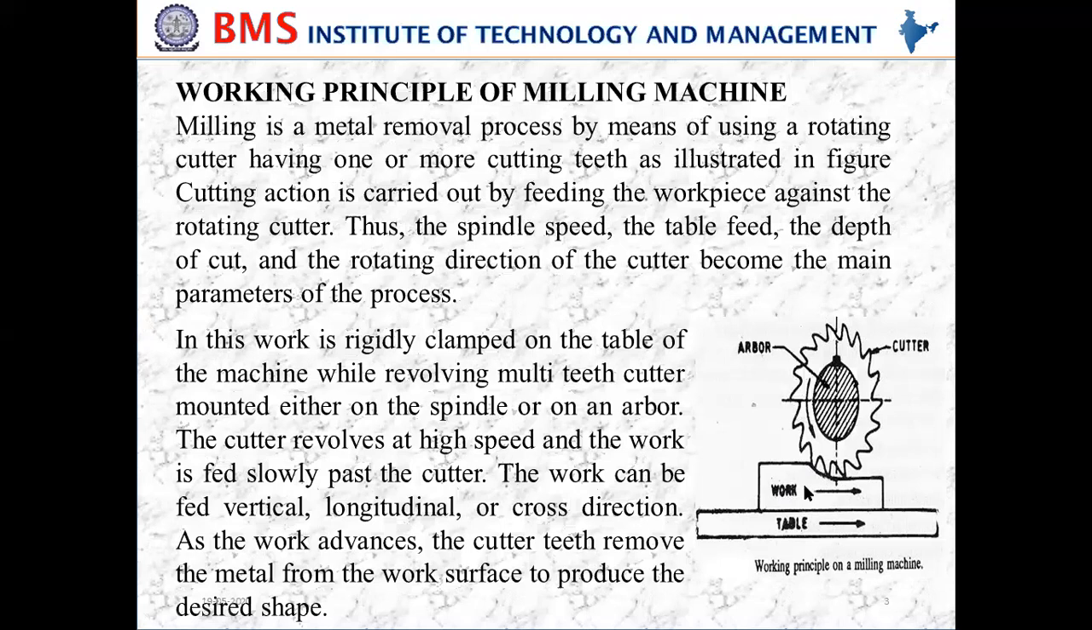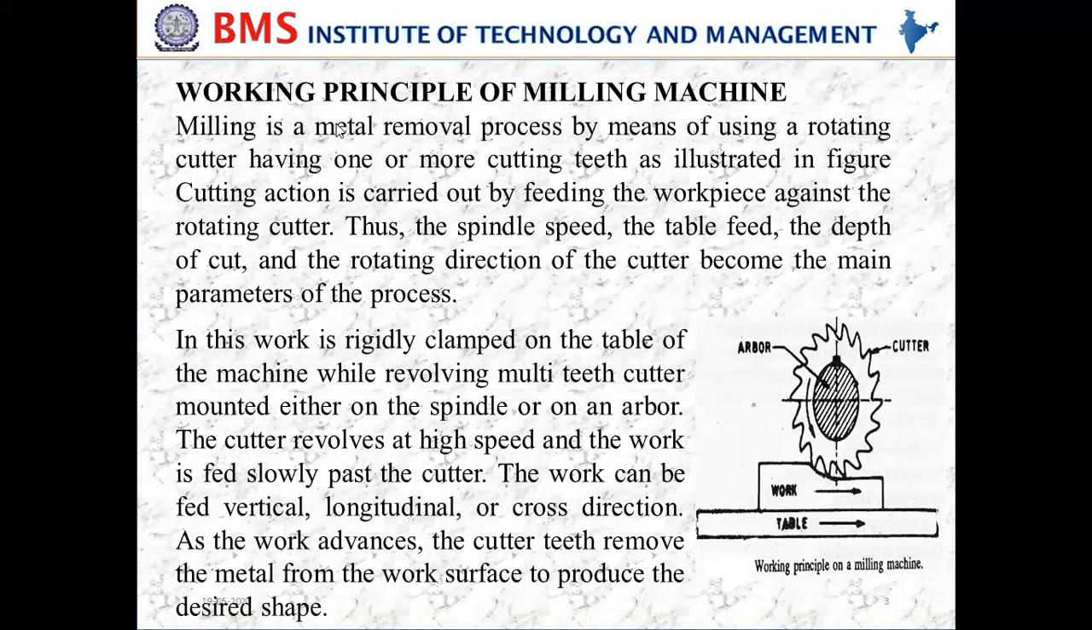Each tooth of the cutter removes metal from the surface of the workpiece to produce the desired shape. Here, the cutter has multiple cutting edges. Each cutting edge touches the workpiece and removes the excess material. That is why it is called a multiple point cutter, or milling cutter. In short, it is called a milling cutter.